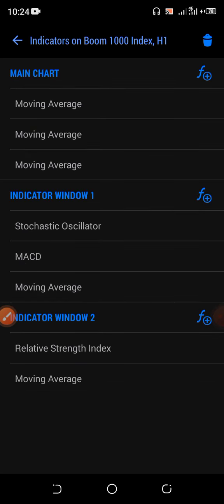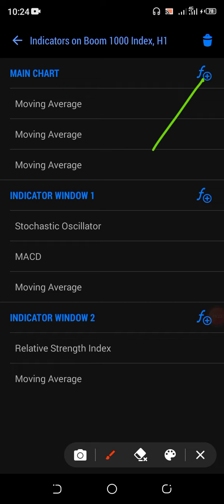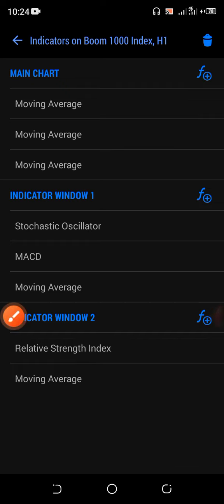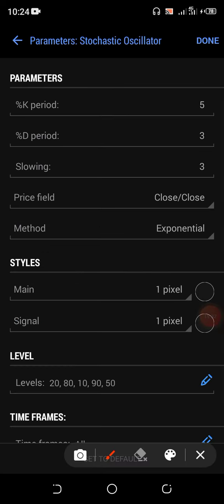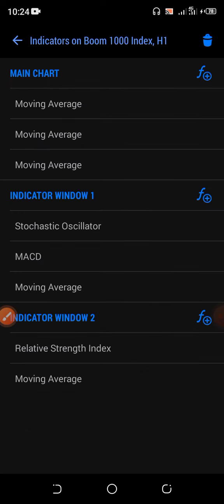Then on my indicator window one, if you touch the same plus, you now look for stochastic oscillator. That is where you should look for it. I'm just using the background because of the levels. All right. So this is it: 5, 3, 3, close, exponential. That is what I'm using.